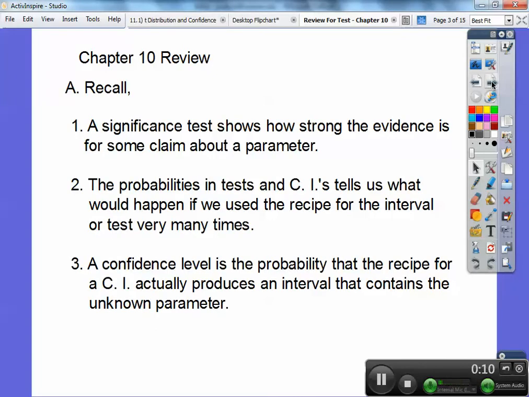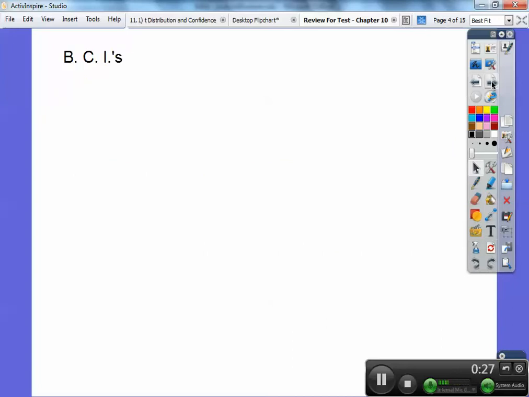A significance test shows you how strong the evidence is for some claim about a parameter. The probabilities in tests and confidence intervals tell us what would happen if we used the recipe for an interval or test very many times. Don't worry about this last one too much. It just talks about confidence levels. The meat of it is coming up right here, you guys.